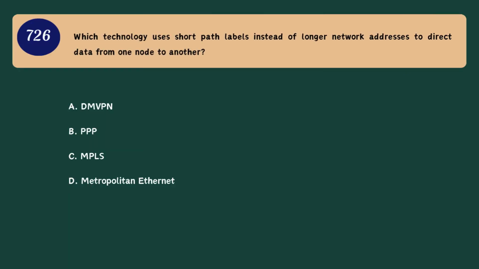Question 726. Which technology uses short path labels instead of longer network addresses to direct data from one node to another? A. DMVPN. B. PPP. C. MPLS. D. Metropolitan Ethernet.